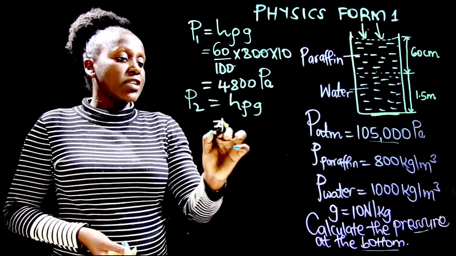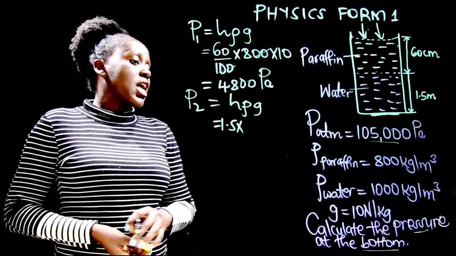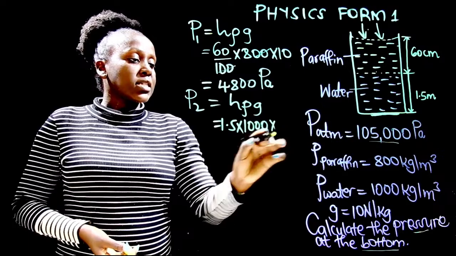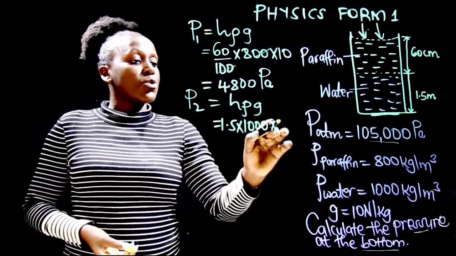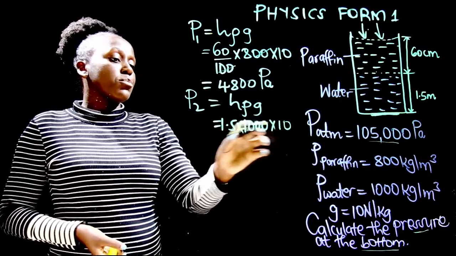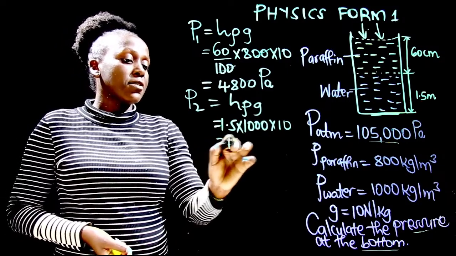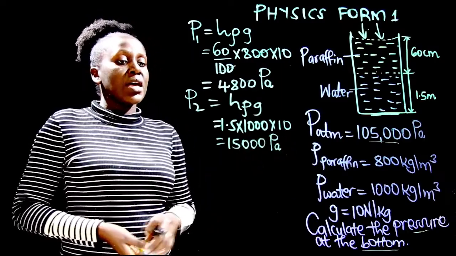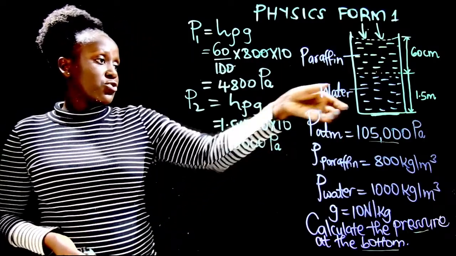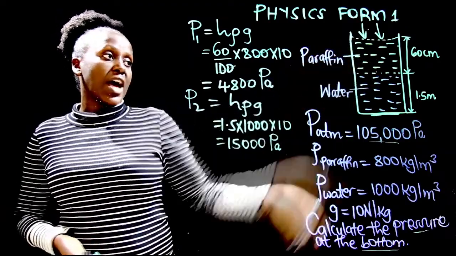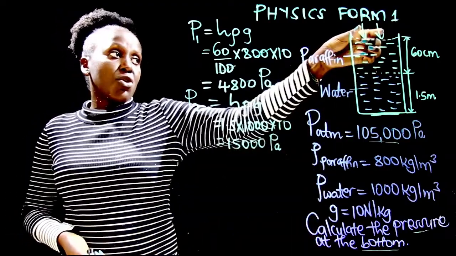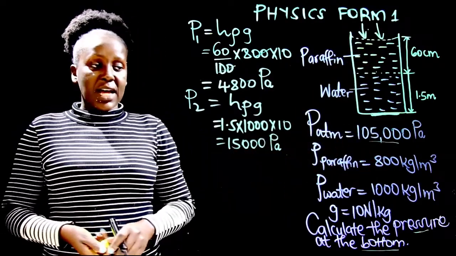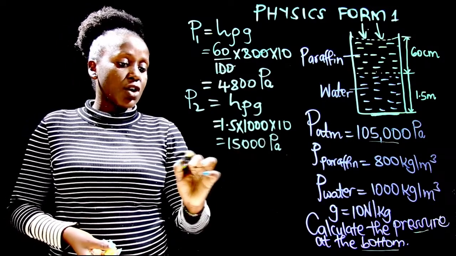So the height of water is 1.5 times the density of water, which is 1,000, times the gravitational force, which is 10. So if we multiply this, we will get 15,000 pascals. So now we have the pressure due to the height of the water and pressure due to the height of paraffin. Then we know that atmospheric pressure is equal to 105,000 pascals. So now we can get the total pressure.